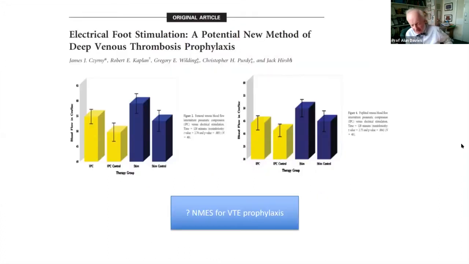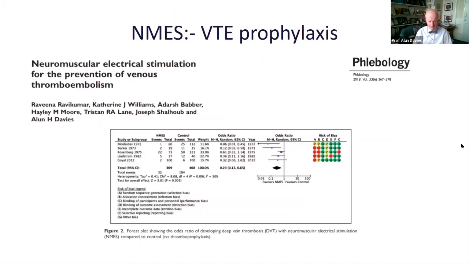If I then want to just whet your appetite a little bit about neuromuscular stimulation, which probably does actually increase the blood flow out of the calf more than intermittent pneumatic compression. And this is a study that very clearly highlights that, just looking at blood flow parameters, and therefore suggests that it may be of a greater benefit than pneumatic compression.